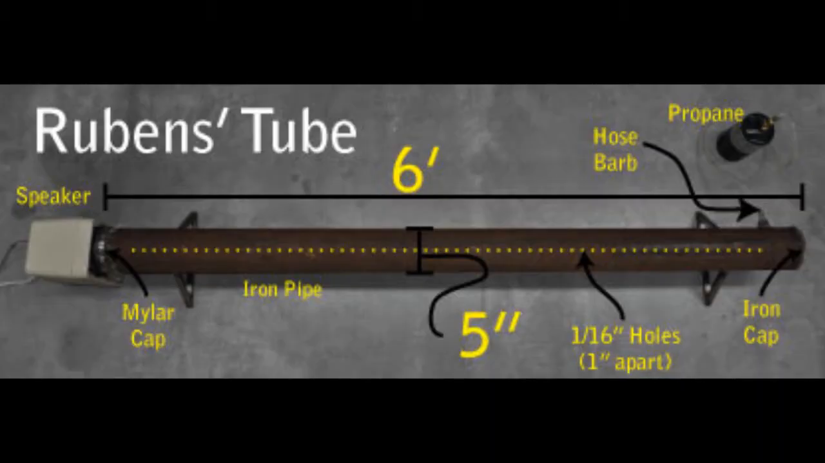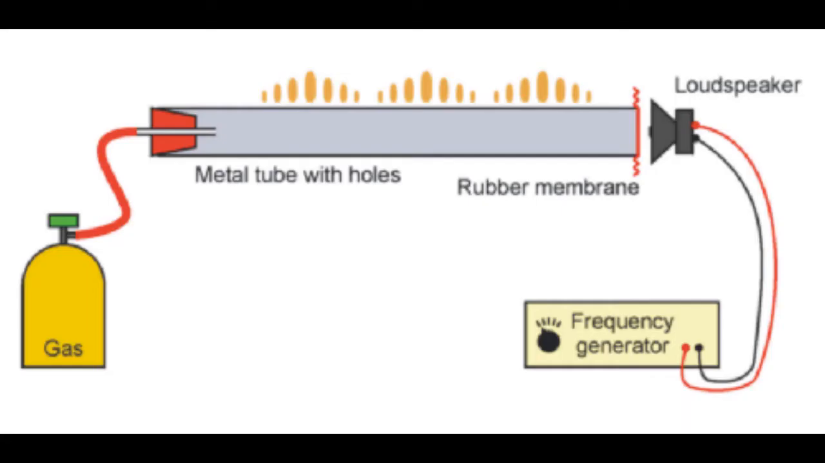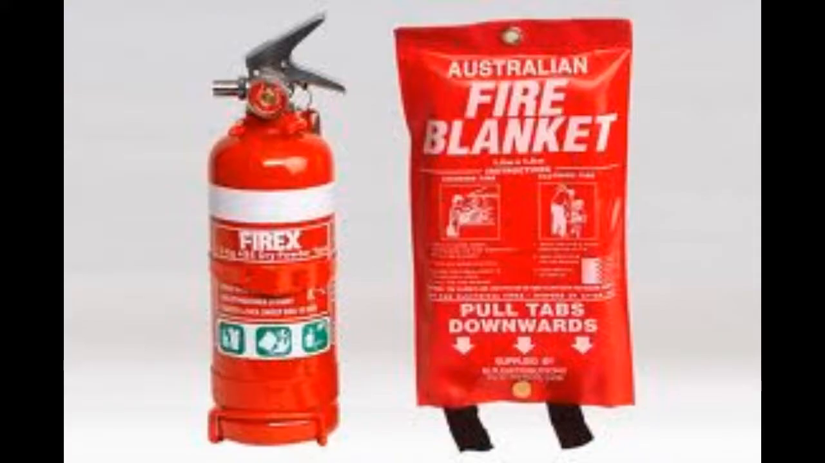Materials and equipment: a 3 foot long, 2-inch diameter, open metal pipe; a 1/16 inch drill bit; a flat iron cap; Mylar or Glad seal wrap; a speaker; a hose barb; propane, methane, or other flammable gas; a 3/4 by 4 feet wooden board; rubber tubing; a fire blanket; and a fire extinguisher.